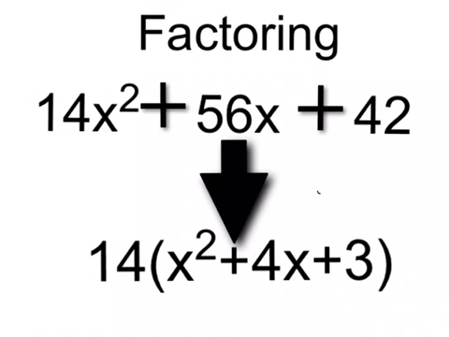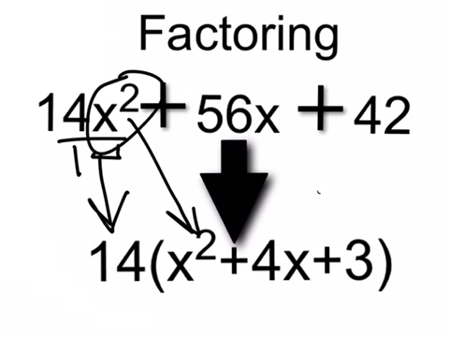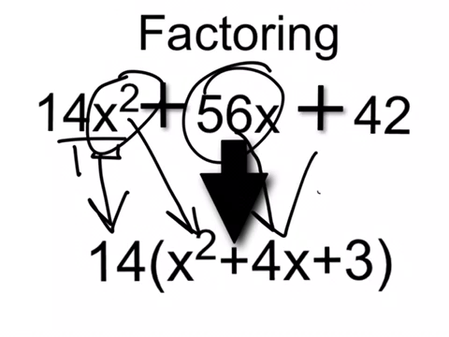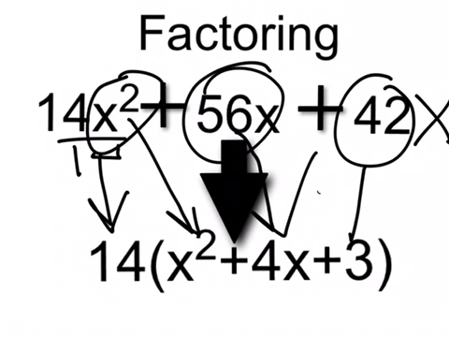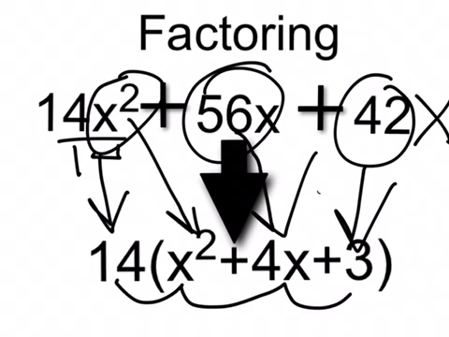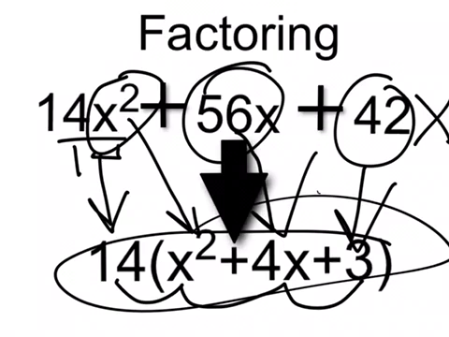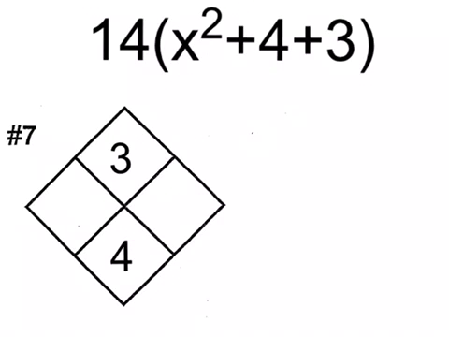As you can see, everything was divisible by 14. So I put 14 in the front, and I dropped everything else down, like 56 divided by 14 would get you 4. And since we're not dividing the x's, since 42 doesn't have an x, we only divided by 14 and dropped it down. And if you look, they're all multiplied by 14 to get back to your original problem. I highly recommend you use the diamond way to solve this equation.